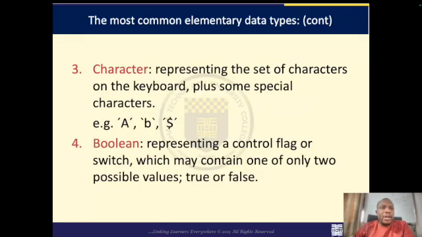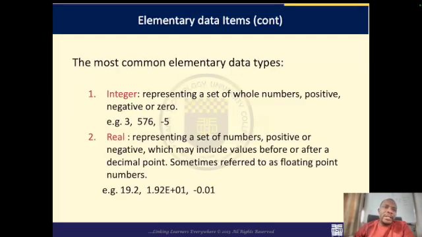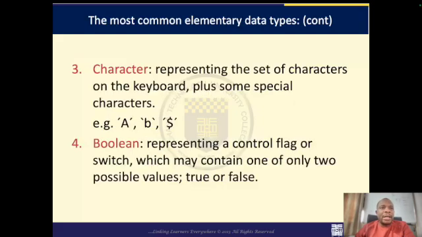Examples of elementary data types are integers, real numbers, characters, and Boolean values. So integers, like their name goes, are used to represent whole numbers, right? Real numbers, or the real data type, is usually used when you want to deal in numbers with decimals at the end.